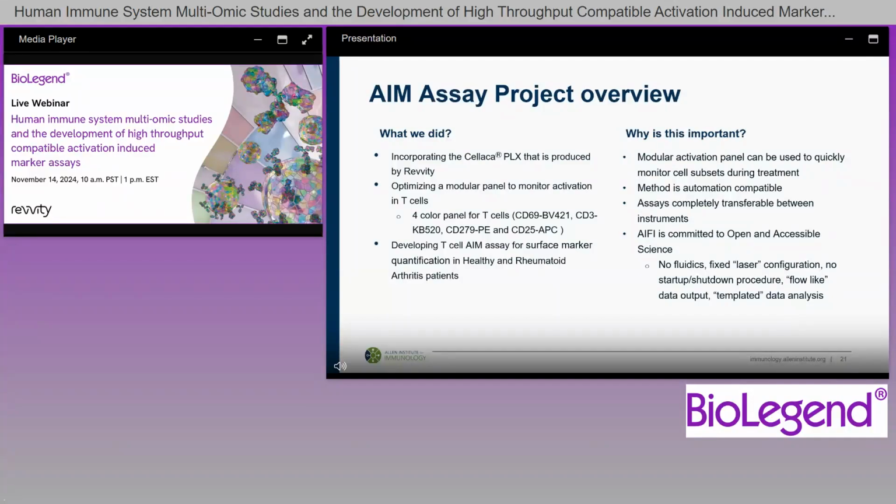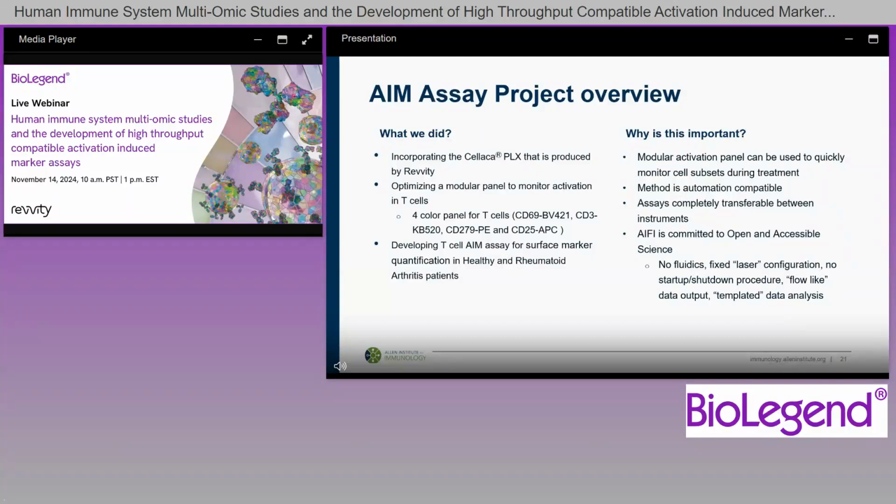So, why is this important? It is important because the modular activation panel that we developed can be used to quickly monitor cell subsets during treatment of a disease. The methods that we use are compatible with automation, which helps minimize user error and ensures reliable and consistent results. And the assays that we developed are completely transferable between the image cytometer and a traditional flow cytometer.